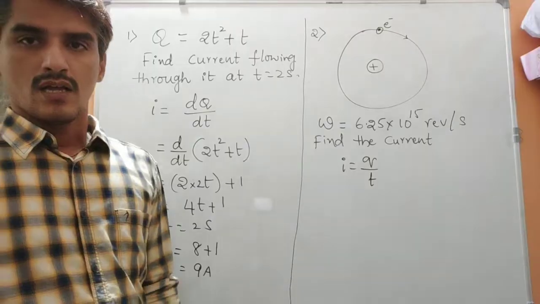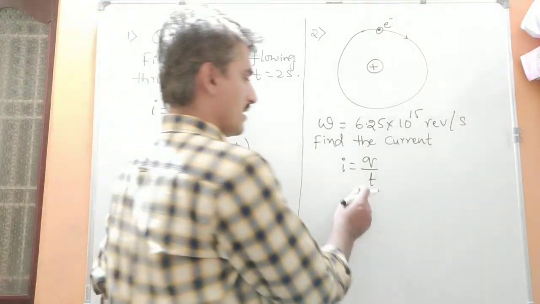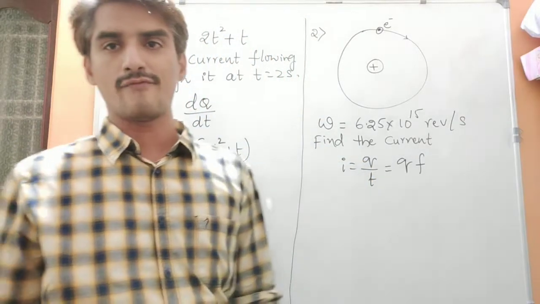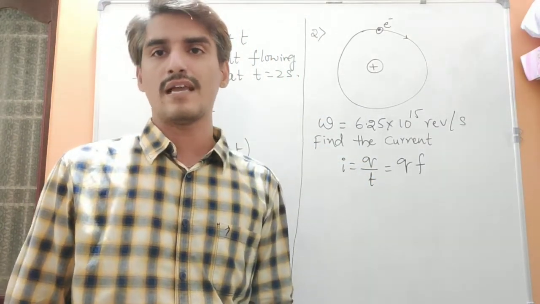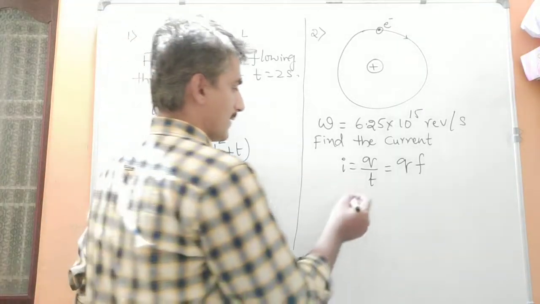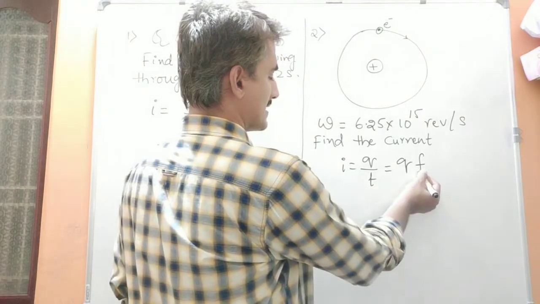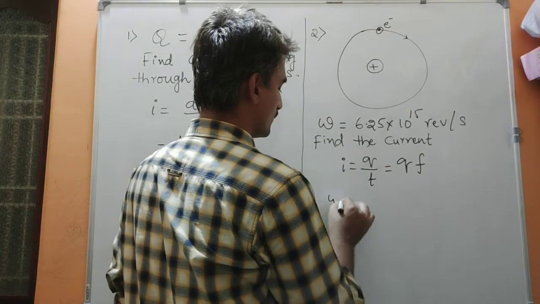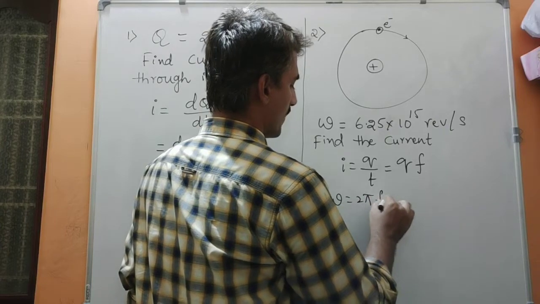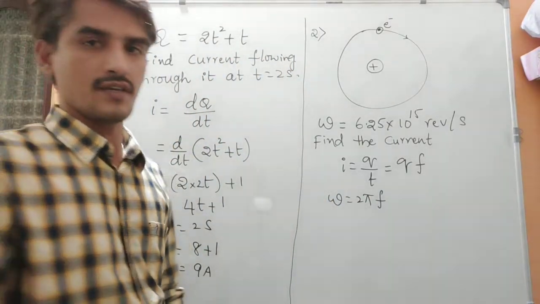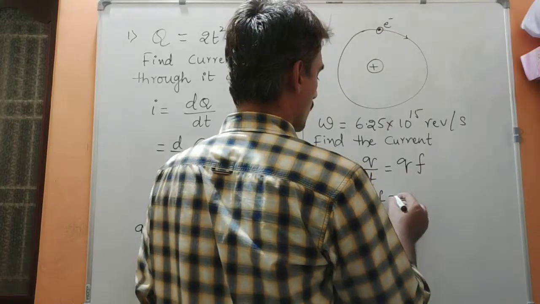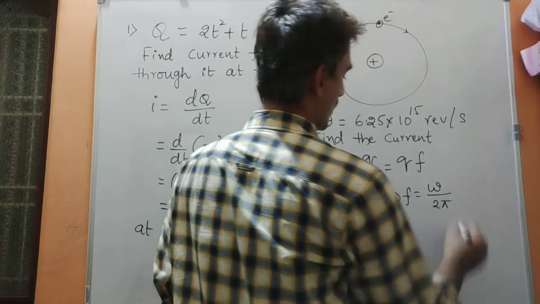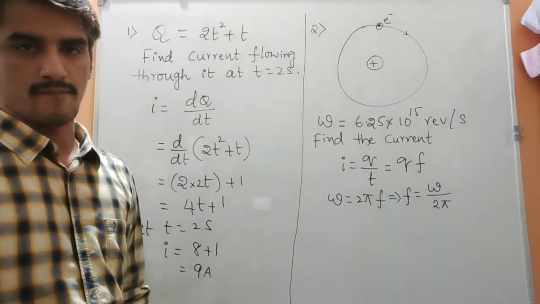Understand? Now here 1 by T, we can write Q into 1 by T as Q into F, where F is a frequency. Omega is angular frequency and F is linear frequency here. If we want to convert F into omega, we know the formula omega is equal to 2 pi f, angular frequency is equal to 2 pi into linear frequency. So from this, F is equal to omega by 2 pi.